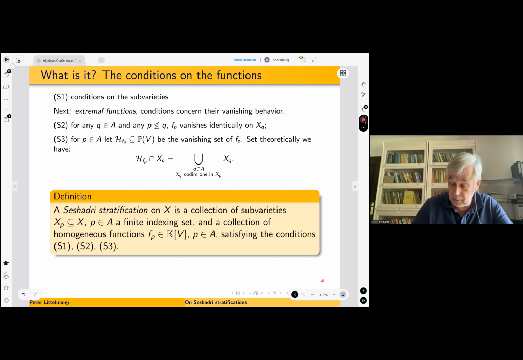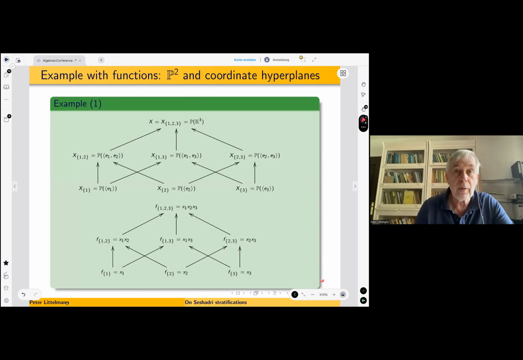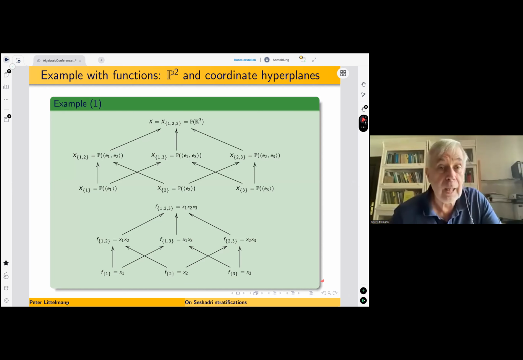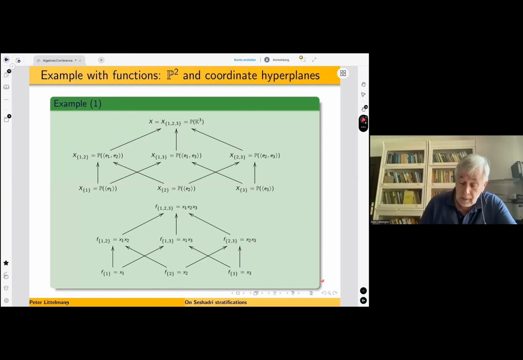Okay, to digest all these definitions, let's look again at examples. So the first example we have had already: we take our P2 and the coordinate hyperplanes. You see here I have chosen some functions, and the rule is that the indexing set tells me that I take as function the product of the corresponding variables. So what is the vanishing set of F1,2,3?